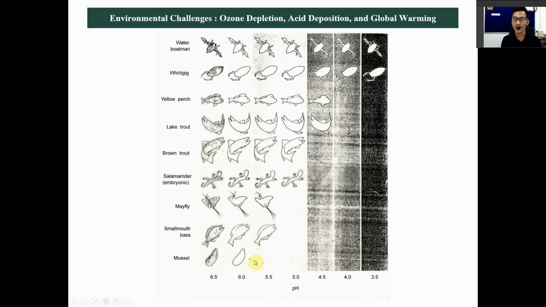So mussel can be a really good natural indicator, telling you that the water pH is not quite good. Because if it changes just a little bit, from 6.5 to 6, from 6 to 5.5, it's gone. So some of these animals are really good biological indicators that can tell us about the environment.